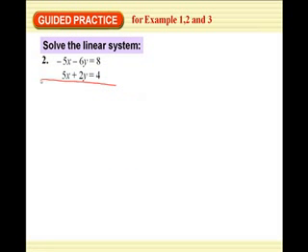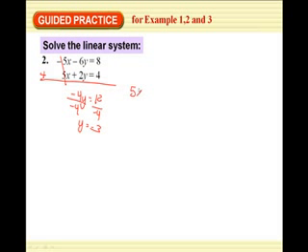These are again opposite, so we can add those and cancel out. Negative 6, make sure you keep the signs with it. Negative 6 plus 2 is negative 4y equals 12. Divide by negative 4, y equals negative 3.